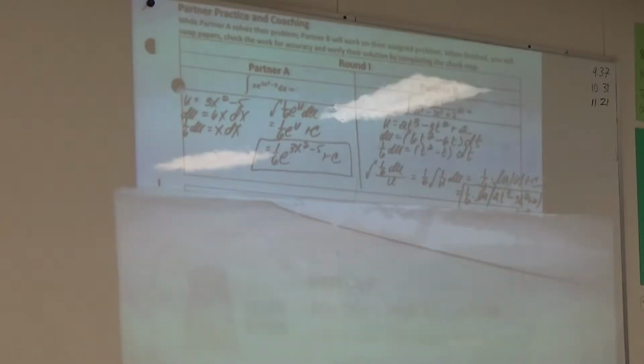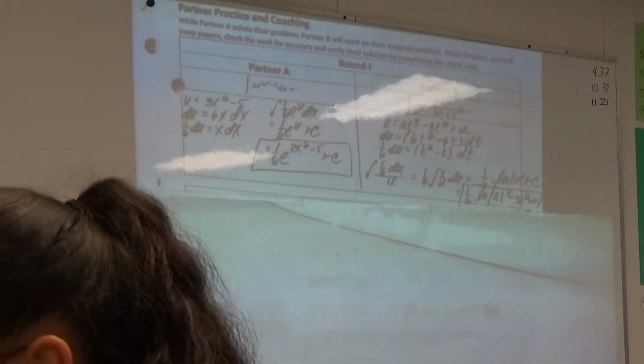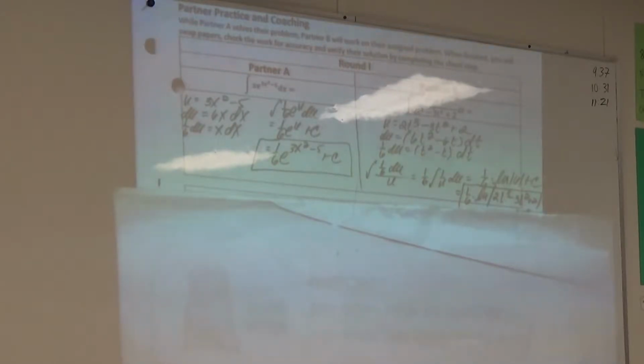Times 1/6. The important piece that you're missing is when I rewrite the integral, the numerator is just 1/6 du dt. The denominator is just u, and I multiply by dt. The dt's cancel out. The 1/6 is a constant, so I can pull it out. So you've got 1/6 integral of 1 over u dt. You get this equation. And then remember, you know you're doing it right if you cancel all the dx's.